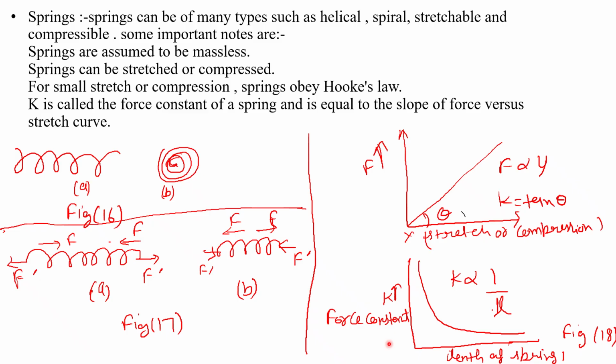The force constant K of a spring depends on the wire length, radius, and material used to make the spring. Radius of a spring R, length L of a spring. It is well established that for a given spring K is proportional to 1 by L. That is, smaller the length of a spring, greater will be the force constant.